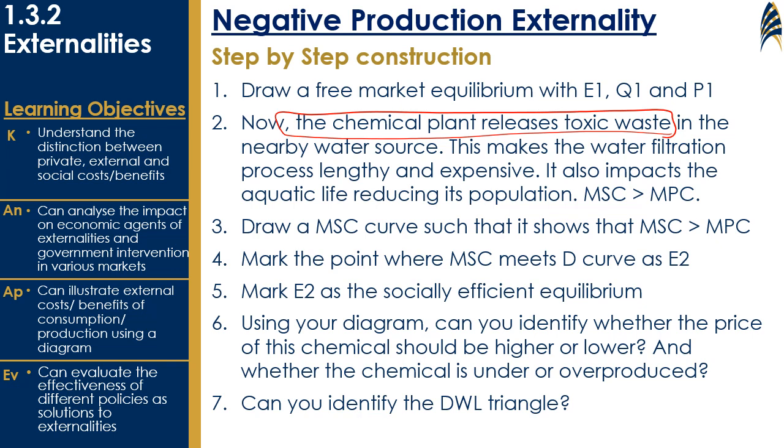That's really bad. This makes the water filtration process lengthy and expensive. It also impacts on aquatic life, reducing its population. And we just said that MSC is greater than MPC. Draw an MSC curve that's essentially above MPC. Mark the point where E2 is going to be the socially optimal equilibrium, and then identify whether the price has gone up or down, and the deadweight loss.